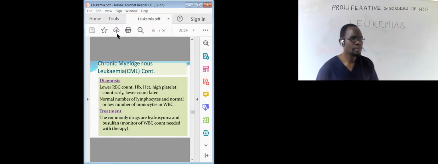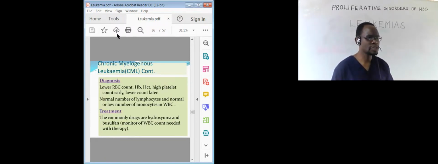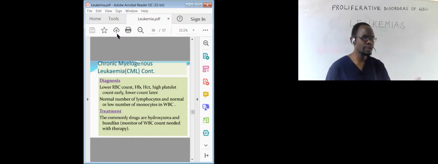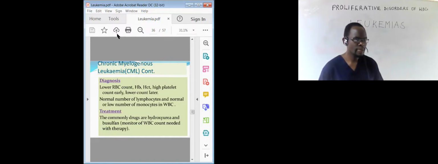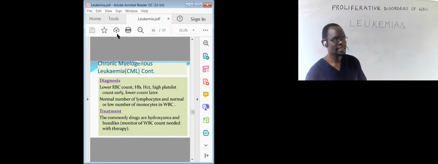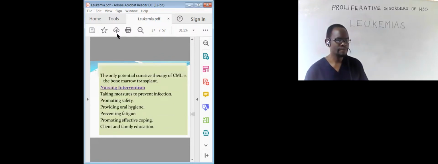Now, how is it diagnosed? Basically, you will read through this, yeah? And it's usually not so much different from the others, yeah? So treatment, we usually give anti-cancer drugs. Yeah.